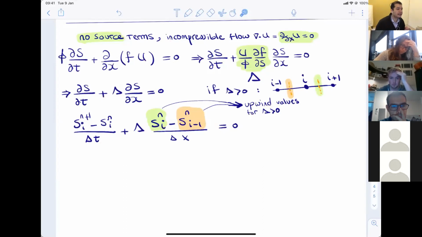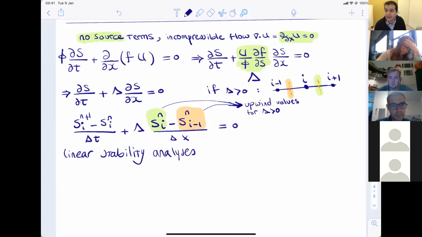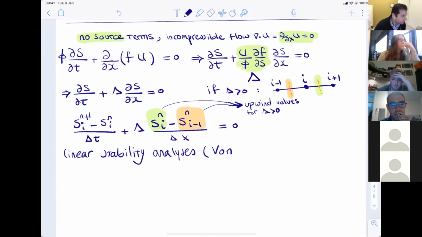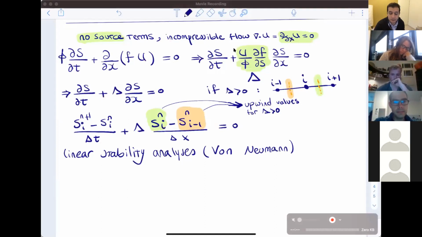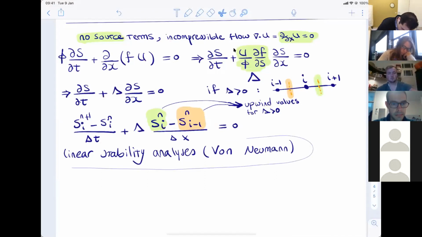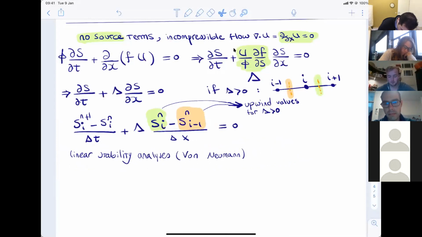I would like now to do some linear stability analysis, which is valid for linear systems. That's why we say linear. If the system is linear, we can do some stability analysis by pen and paper. Von Neumann did that study, so we call it von Neumann linear stability analysis. If you want to know the precise name, it is called von Neumann linear stability analysis.